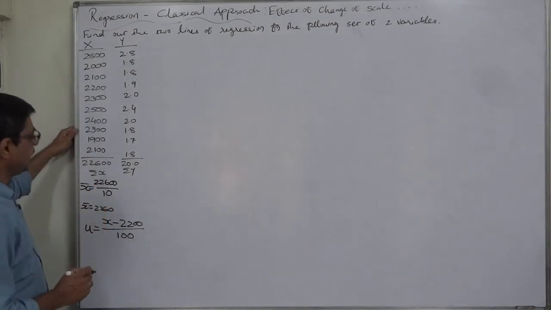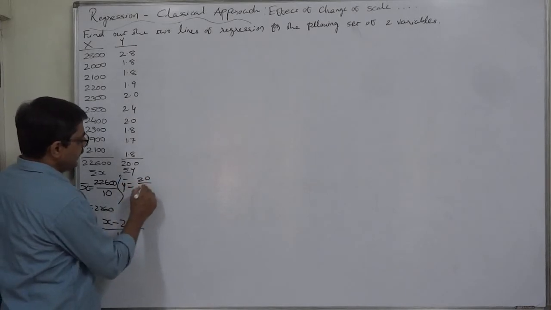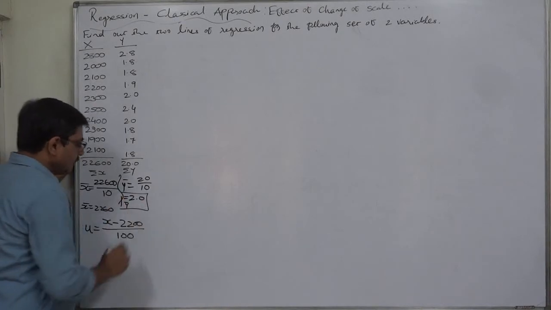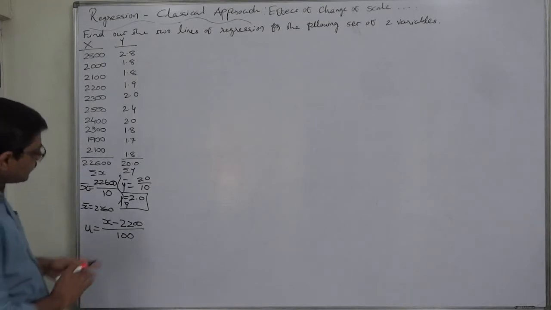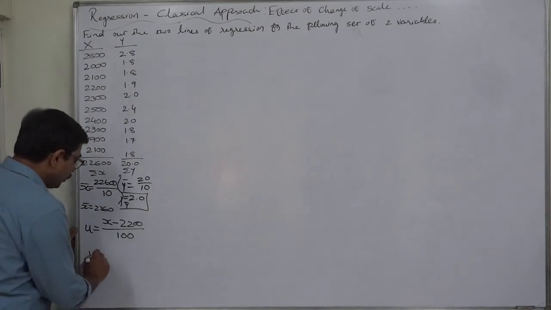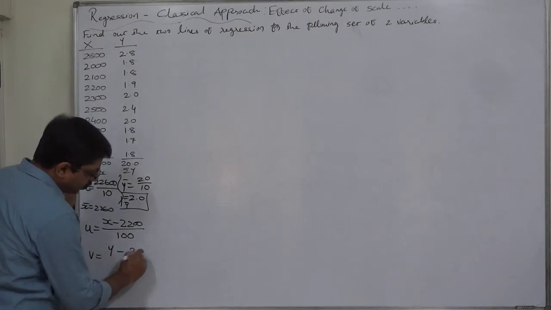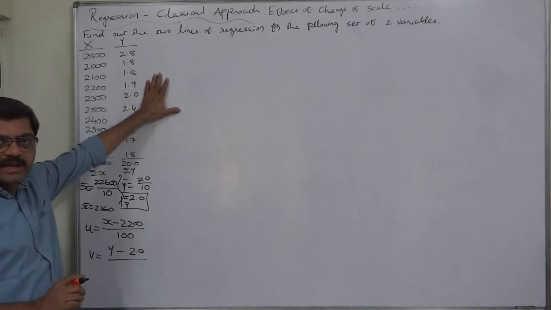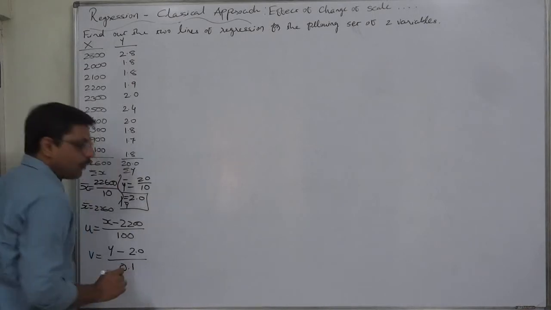Now in case of y, the mean is 20 by 10, that is 2, or 2.0. So it is 2.0 with one decimal place. So in this case, it is advisable to take the actual mean itself as the assumed mean. So the new variable v will take the place of y, and that will be y minus 2.0. Now all the values are with one decimal place. So I advise to divide all the values by 0.1.